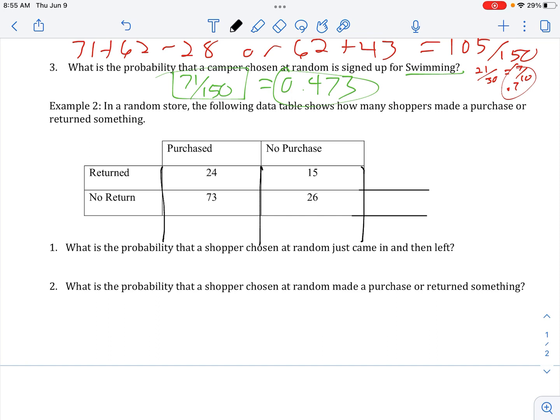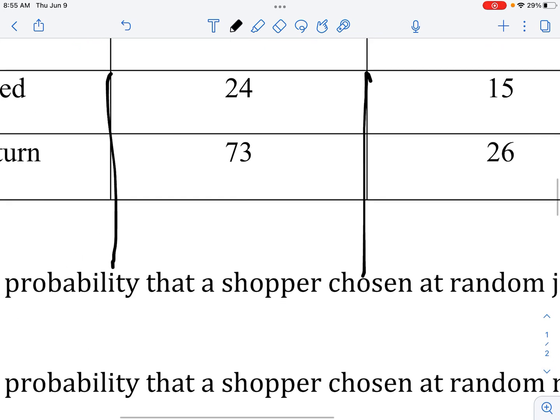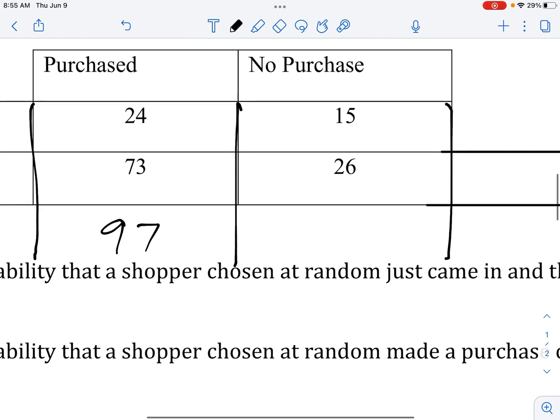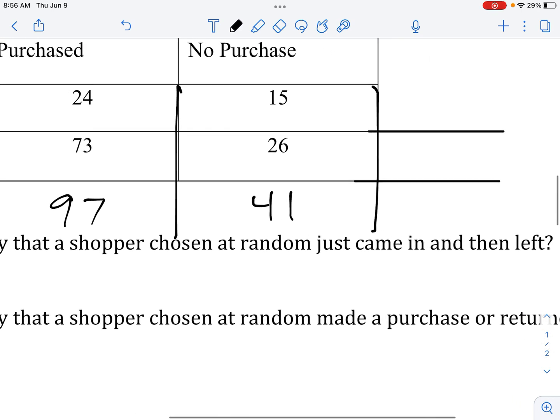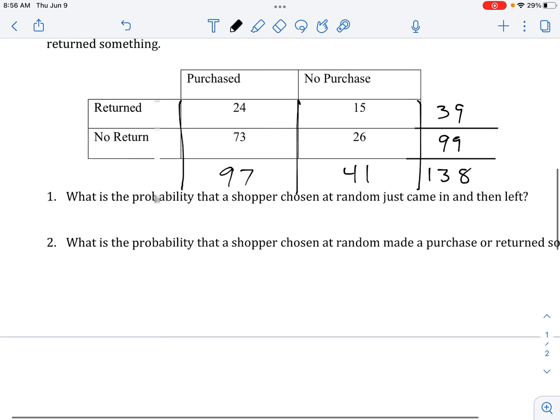Cool. All right, so let's see. This total is going to be 97. This total is going to be 41. That means my grand total is 138. Over here, let's see, 73 and 26 is 99, and 24 and 15 is 39. Perfect.